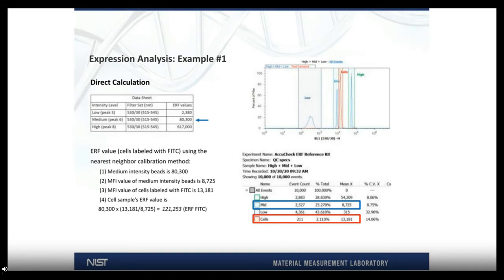Another way of doing it, instead of using a bunch of points, is only using 1 point, or one calibration bead, and this is called a nearest neighbor calibration method, where in this case we would take the bead that's closest in intensity to the cell population, for instance, the mid-intensity bead. And then by using the ratio of the ERF value to the MFI value for the mid-intensity bead, and then multiplying by the MFI value for the cell population, we can assign the ERF value for the cell population. In this case, it's 121,253 ERF units.